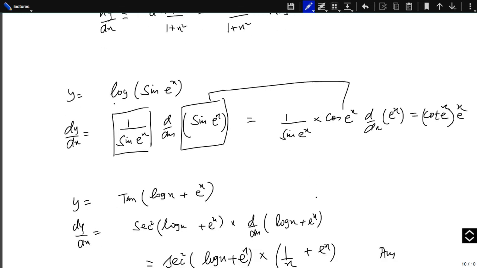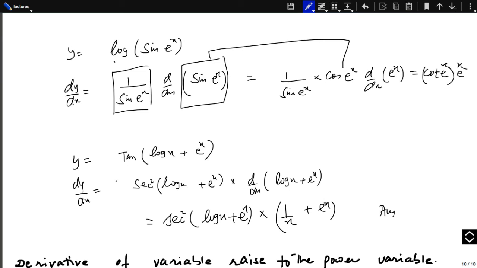Next is y equal to tan of log x plus e raised to x. Derivative is tan of log x plus e raised to x. Its derivative is secant square of log x plus e raised to x into derivative of the function, that is log x plus e raised to x. Secant square log x plus e raised to x into derivative of log x is 1 upon x plus derivative of e raised to x, that is e raised to x.